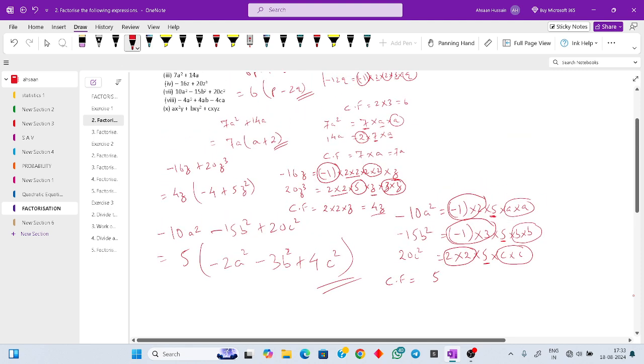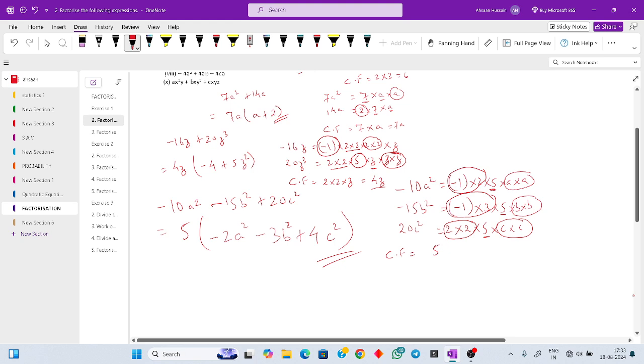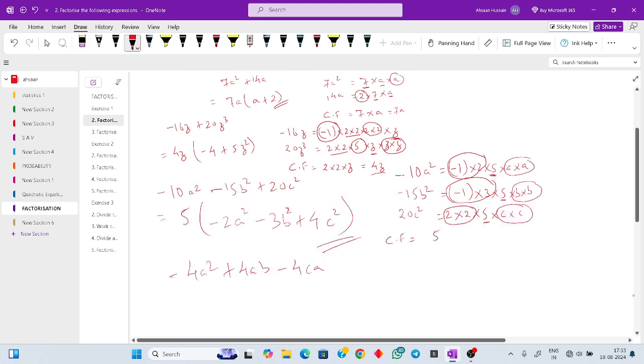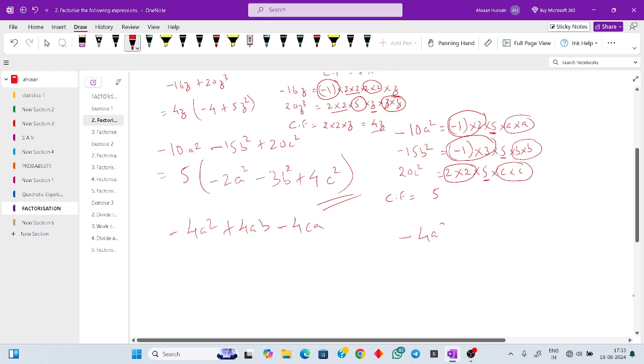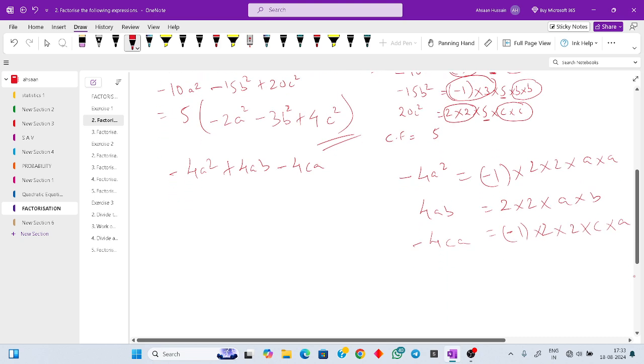The last question, not the last, second last: -4a square plus 4ab minus 4ca. So -4a square means -1 multiplied 2 multiplied 2 multiplied a multiplied a. 4ab means 2 multiplied 2 multiplied a multiplied b. And -4ca means -1 multiplied 2 multiplied 2 multiplied c multiplied a.